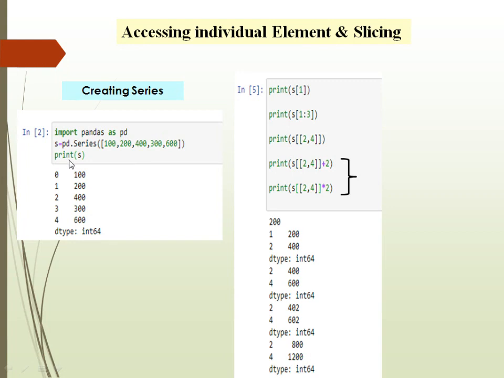Then print s. The whole series is going to display, but automatically the index numbers, the subscripts, will also be displayed here. So 100 is on which position? 100 is on the 0th position, 200 is on the first position, 400 is on the second position, 300 is on the third position, 600 is on the fourth position. Clear? So automatically the indices start from 0. You can of course change it, but it automatically starts with 0. Clear?